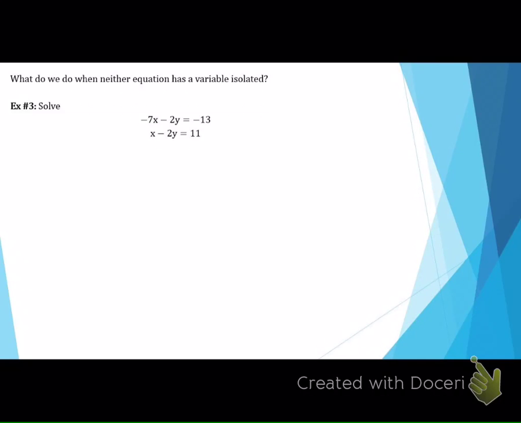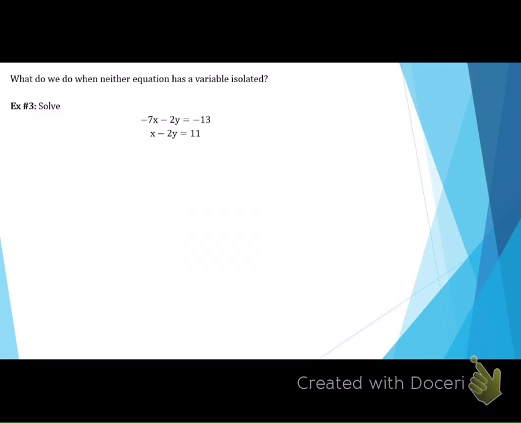So Alex, how would I isolate that x? You add 2y to each side.